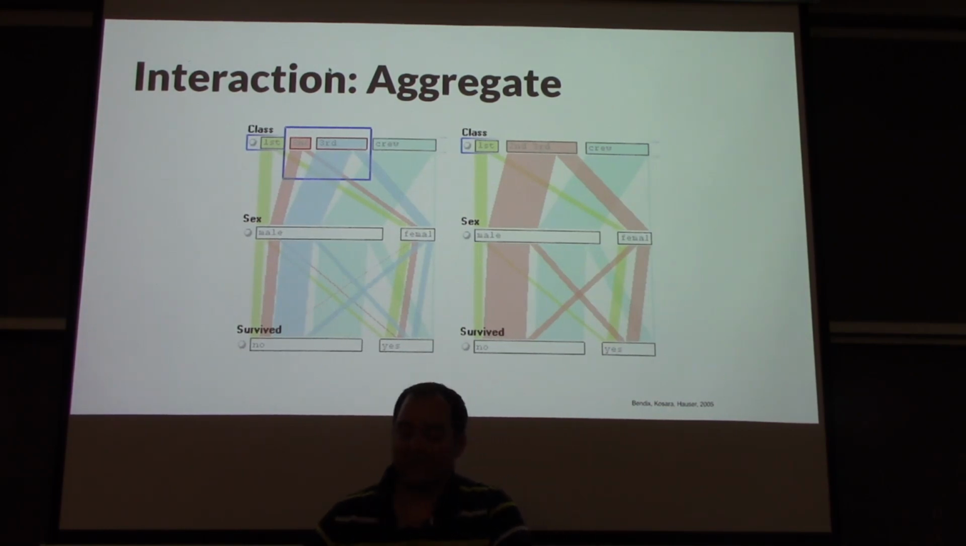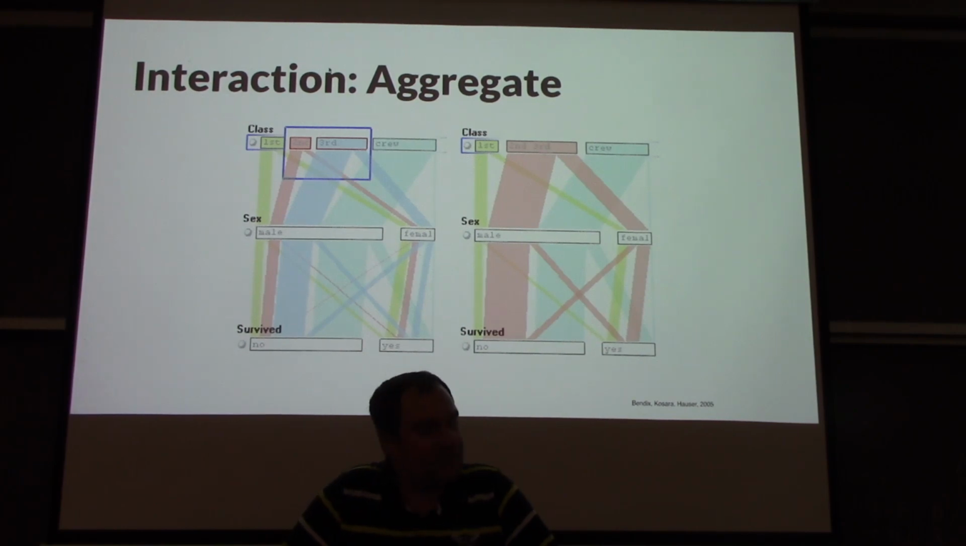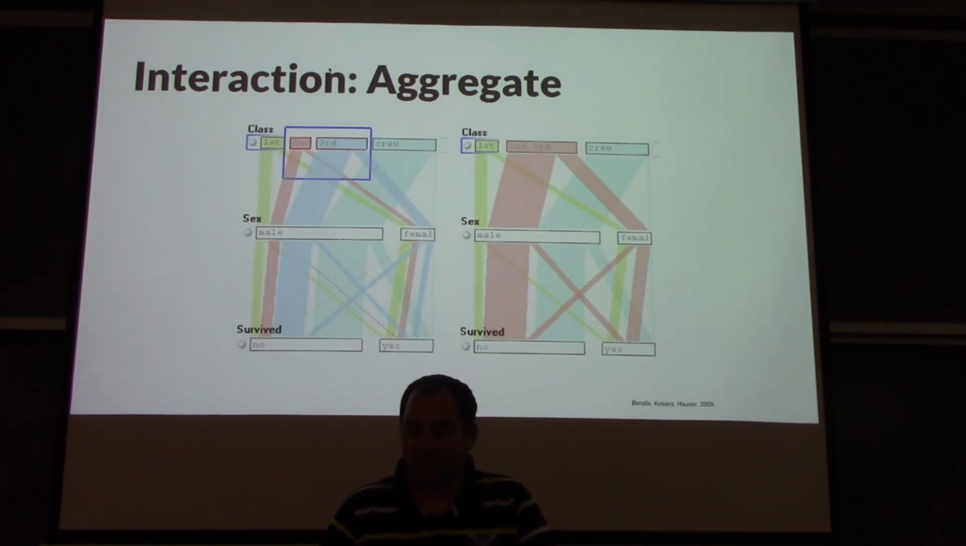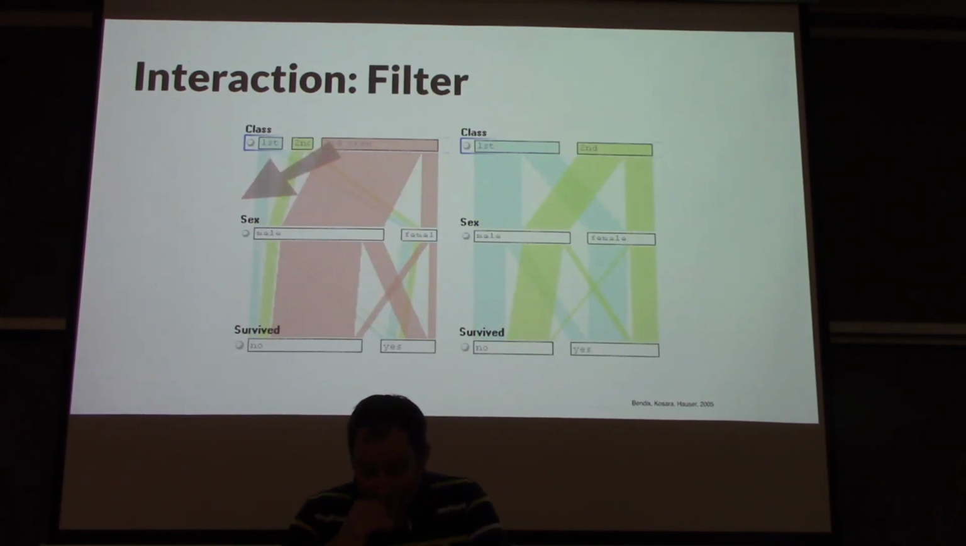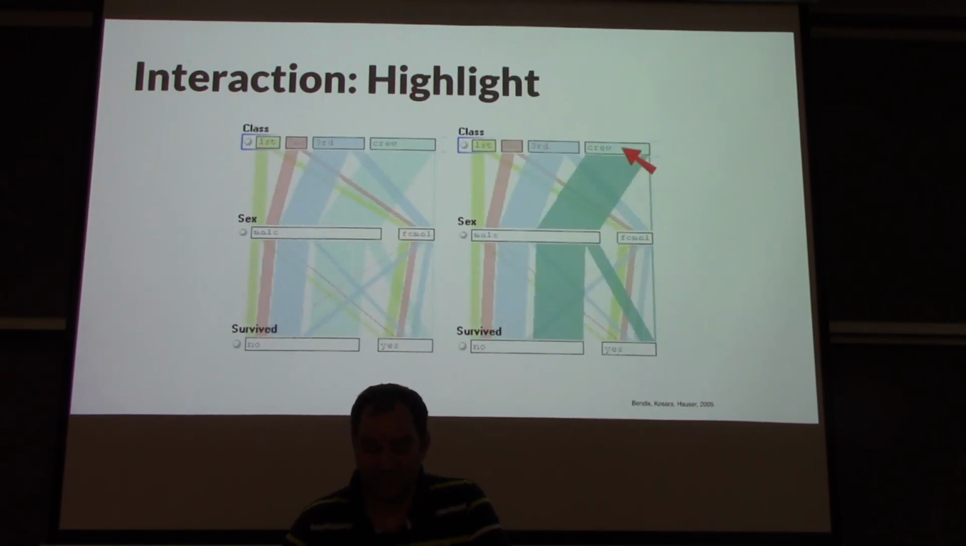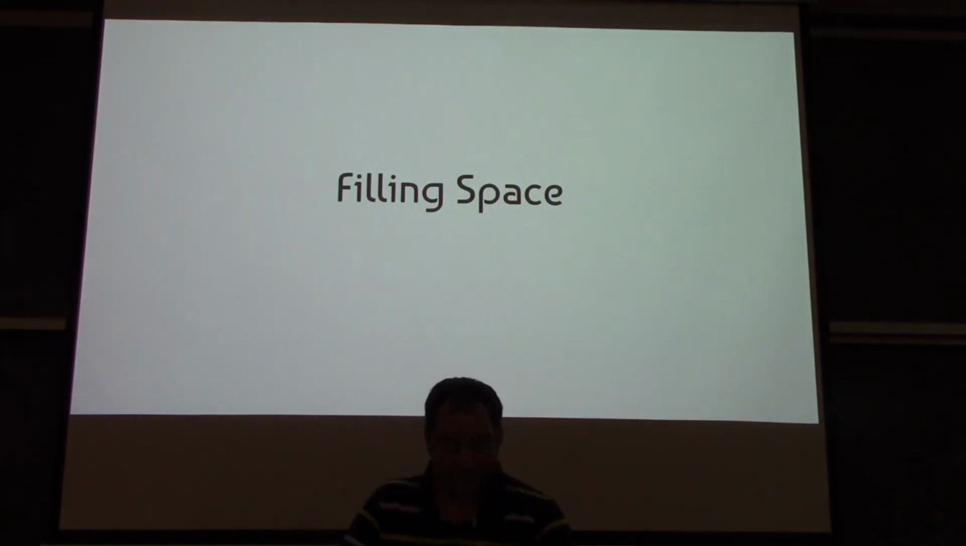If you want to say, I just don't want to treat second and third class separately, you could instead merge those two, and then you have cleaned up your data set a little bit and have a second and third class, which also reduces the clutter further down in the visualization. And then you can also filter, remove one of those, and then in this case you only see the first and the second class on the Titanic anymore. Similarly, highlight, and so on.